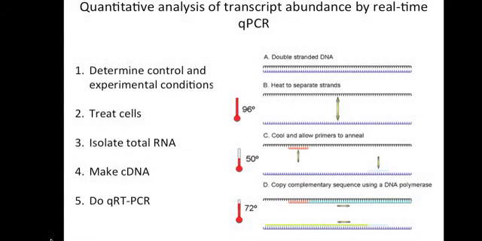But with real-time PCR, so PCR is great if you just want a really dark band. But if you want to be able to quantify something, you need a way to do that. And so with real-time PCR, you're actually using some fluorescence and a computer to detect the fluorescence. And you're able to quantify how much transcript you have based on the fluorescence intensity. And I'll go into this.